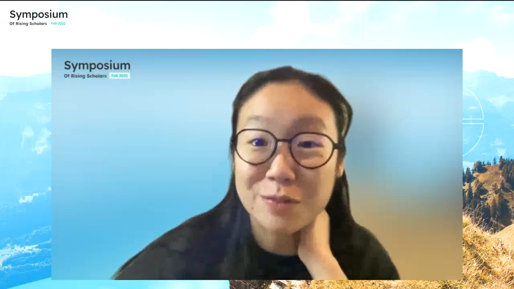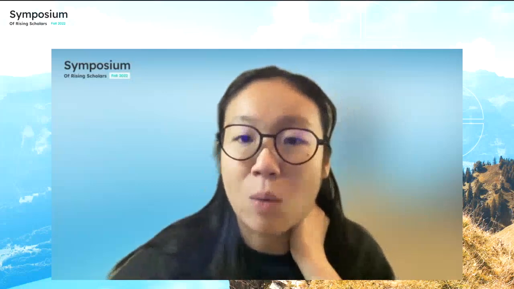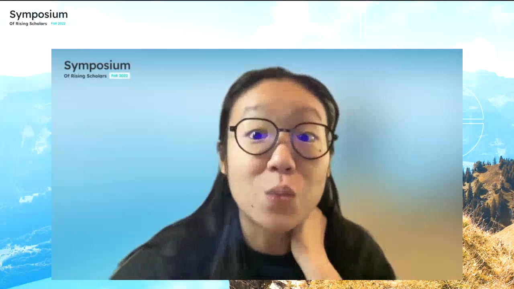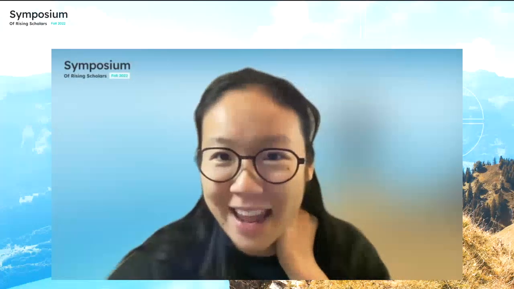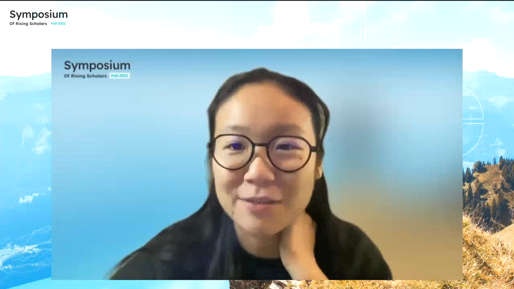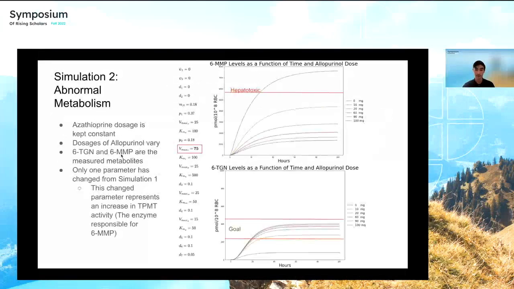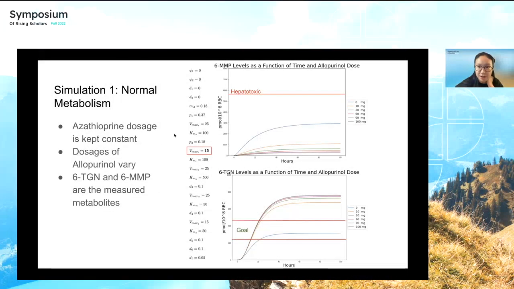That's so awesome. We have a question from Stacy about one of your graphs. In simulation 1, it looks like the curves for 6 MMP and 6 TGN have slightly different shapes. If you want to pull up and share your screen again for simulation 1. Specifically, 6 TGN starts exponential and then tapers off, while 6 MMP looks logarithmic from the start. Is that right? And if so, any thoughts as to why?